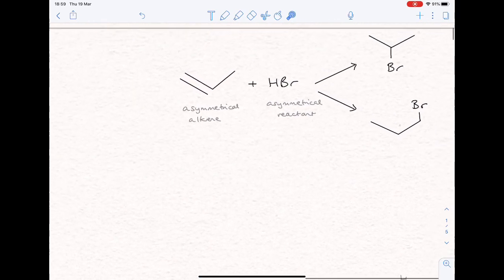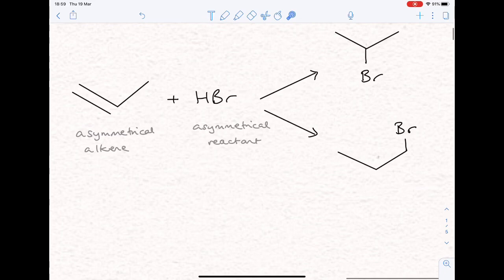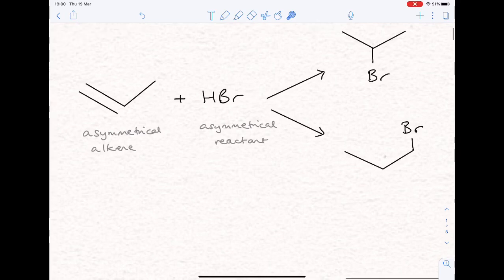However, if we look at an asymmetrical alkene with an asymmetrical reactant, we get two possible products. You can try this out with different asymmetrical alkenes and different asymmetrical reactants. Here's another example.